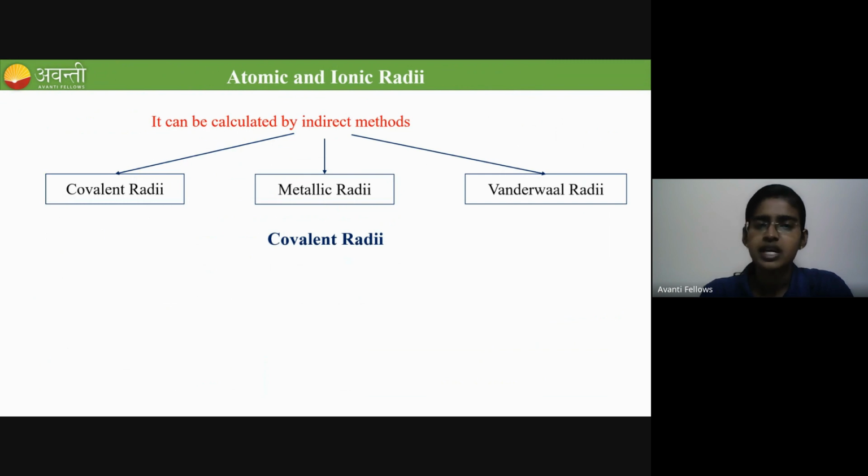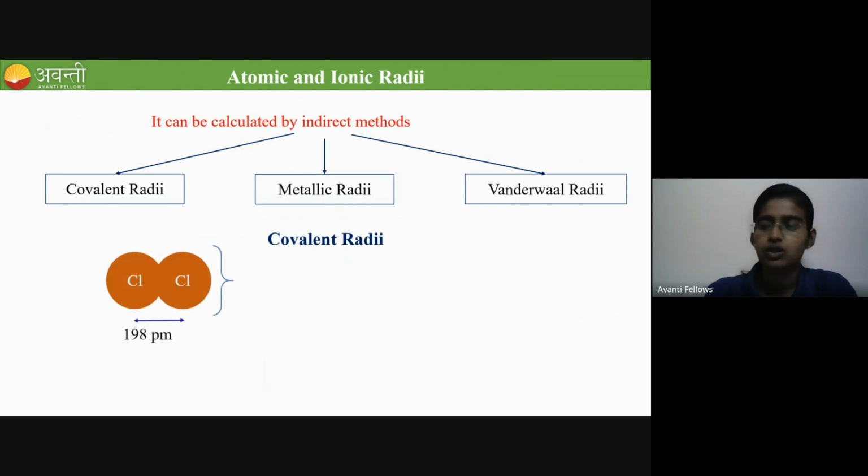Covalent radii means I have to take a covalently bonded atom. For example, I will take chlorine. So the chlorine molecule is taken. One chlorine is bonded with another chlorine by a covalent bond. Covalent bond means there will be the mutual sharing of electrons between the two atoms. Mutual sharing of electrons leads to the covalent bond. And if you see the distance between the nuclei of those two chlorines, this is the nucleus of the first chlorine, this is the nucleus of the second chlorine, and the distance between them is 198 picometer.